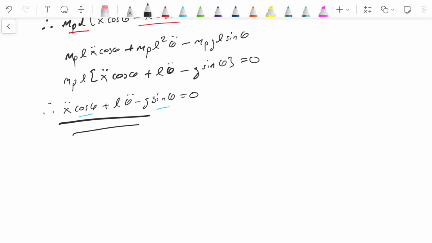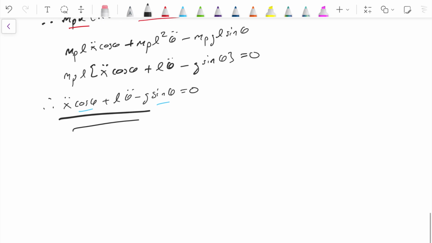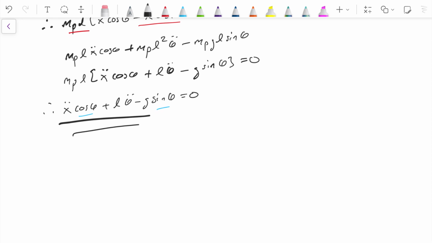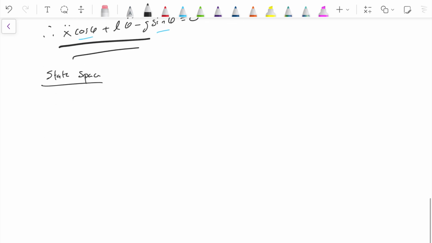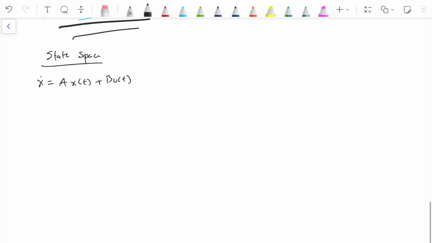And before I was mentioning using the manipulator equation, but these are simple enough that we can use them directly to linearize and then put it into our state space form. And so that's what we're going to go after. So the state space equation is x dot is equal to Ax(t) plus Bu(t). And A is our state transition matrix, and then B is our control input to state matrix, and x is our state, and u is our control inputs.